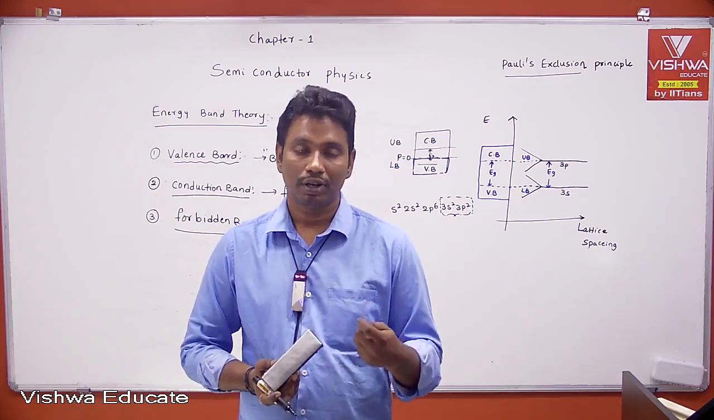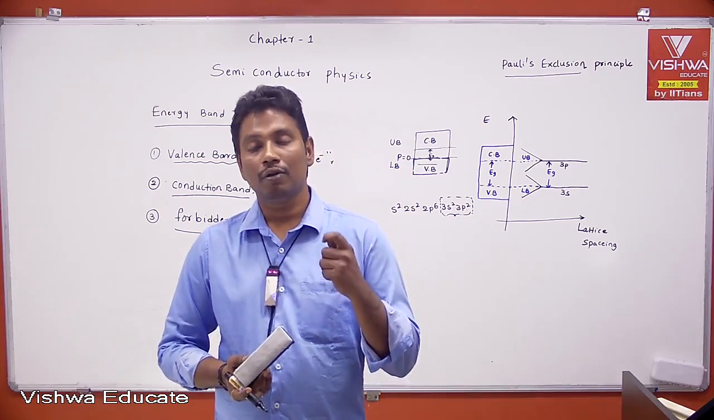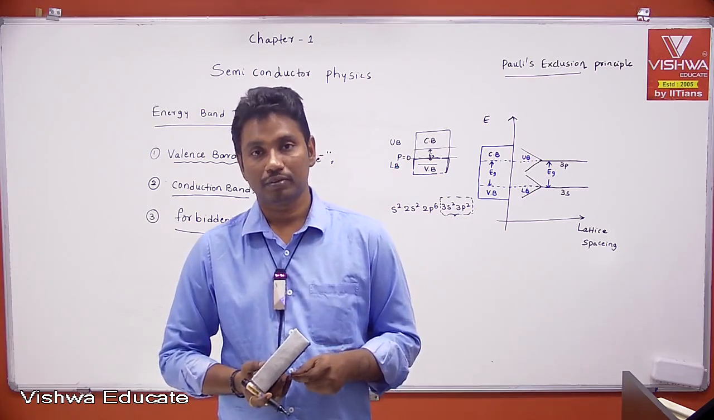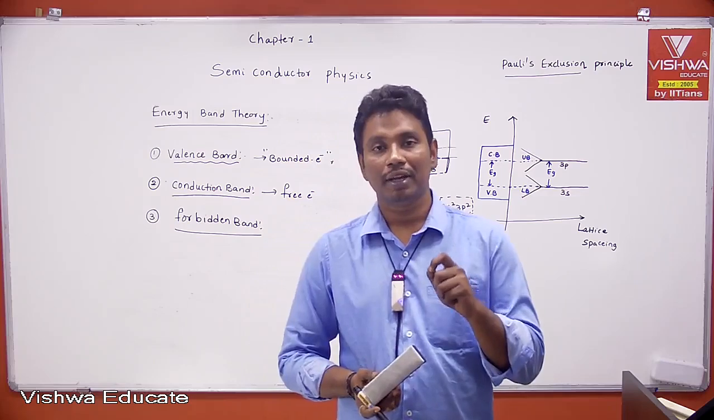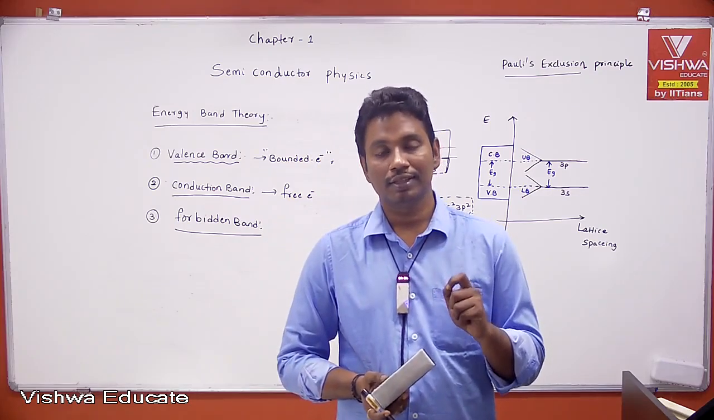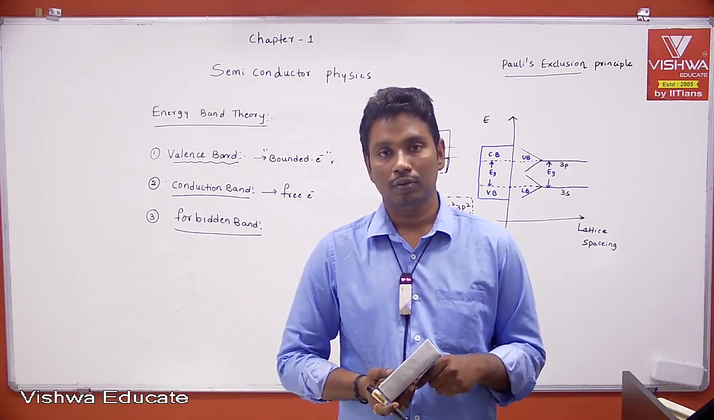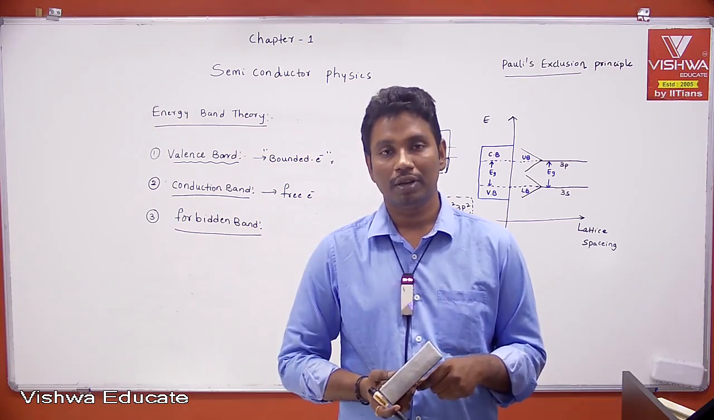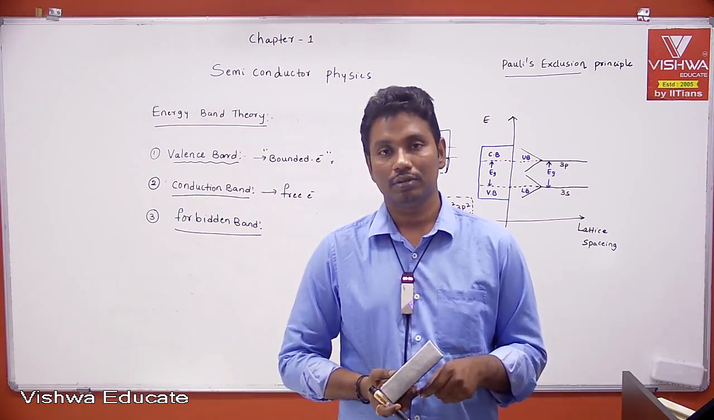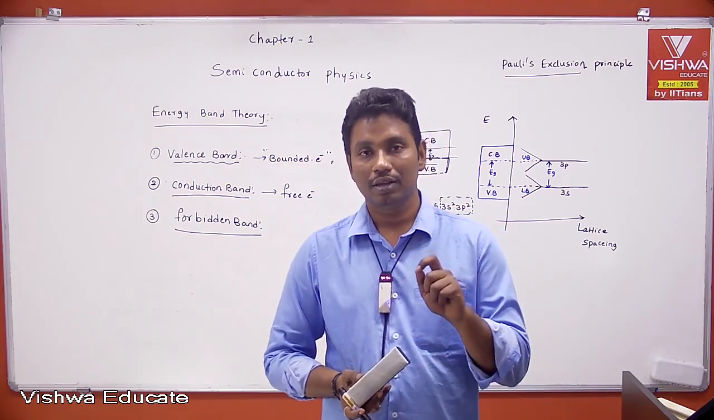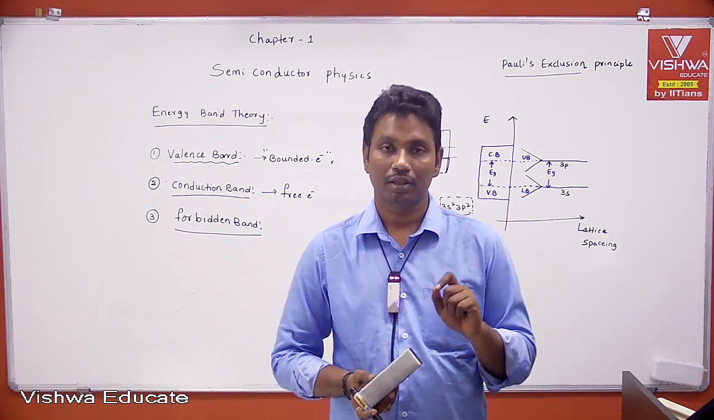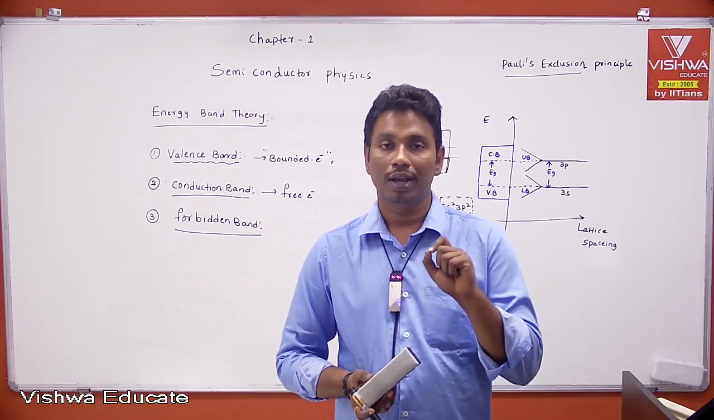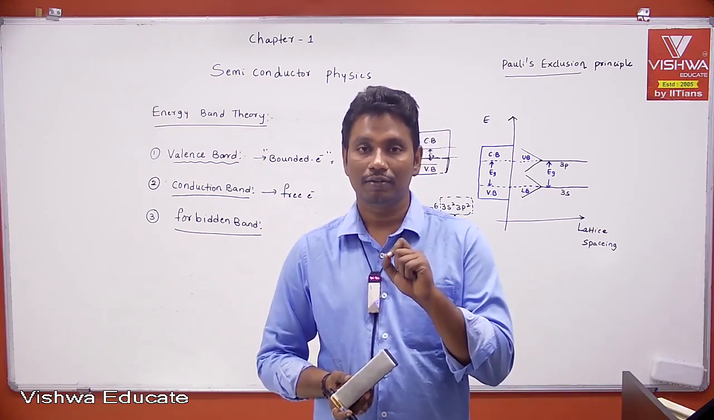Right. Next point. The probability of finding an electron within a forbidden band is 0. That is, no electron is present in the forbidden band.